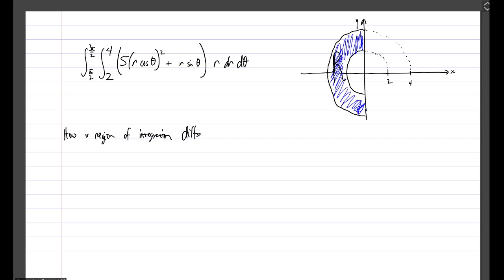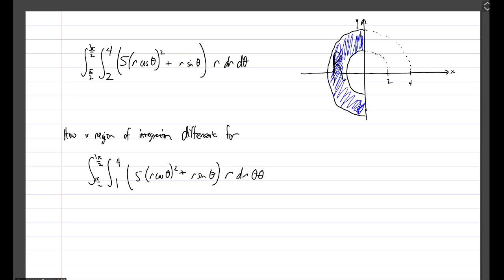How is the region of integration different for a slightly modified integral? So I'd like to look at the integral from pi over 2 to 3 pi over 2, and now r from 1 to 4, of otherwise all the same stuff: 5 (r cosine theta) squared plus r sine theta, r dr d theta. So how would the picture look?